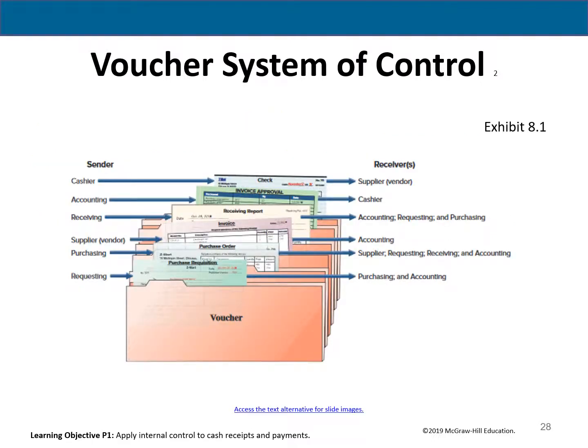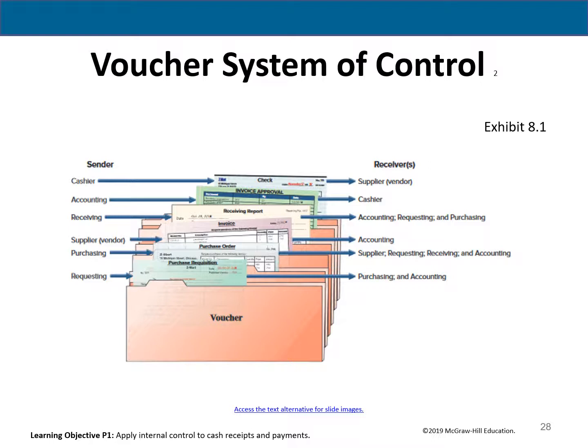That is a voucher. Crazy, huh? So I'm going to walk you through. And not all payments we make will make us create this huge voucher file. But this is the typical way we pay for things such as inventory.